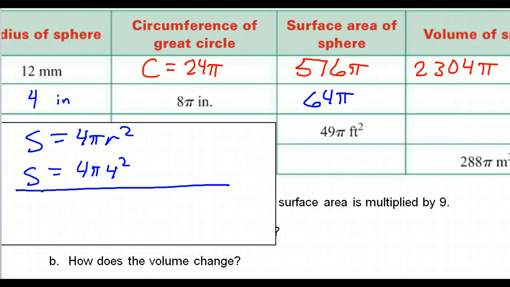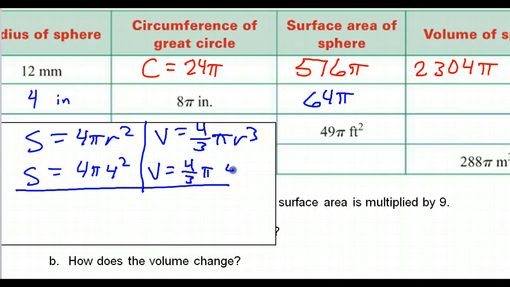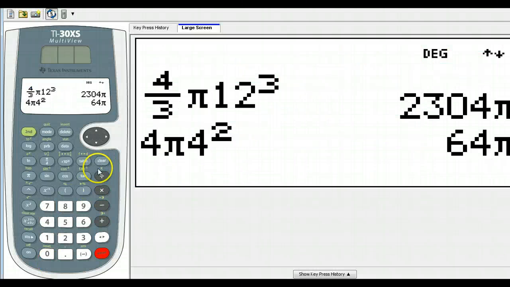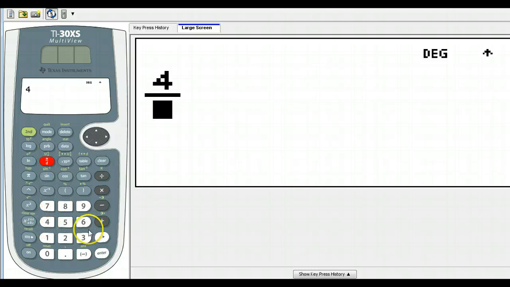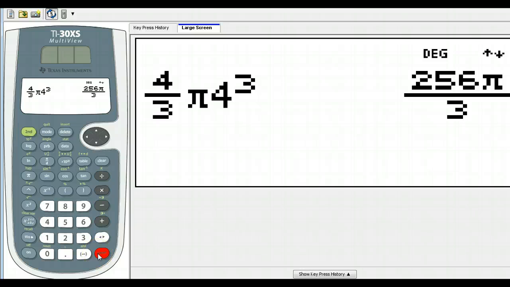Okay, similarly, I could find the volume. Okay, we know the volume is 4/3 pi radius cubed. So that's going to be 4/3 pi times 4 cubed. Okay, 4/3 pi times 4 to the third power. 256 pi over 3.